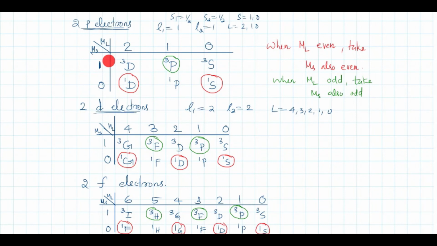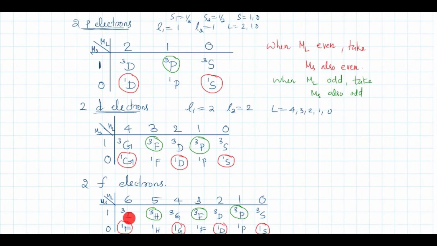Vertical positions are always 1 and 0. Now, total S equal to 1 means it is a triplet, so you have to write 3 here. Depending on the value of L, you have to write these symbols. For L equal to 2, you write D. L equal to 1, you write P. L equal to 0, you write S.